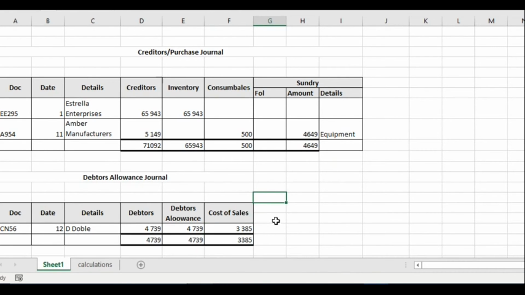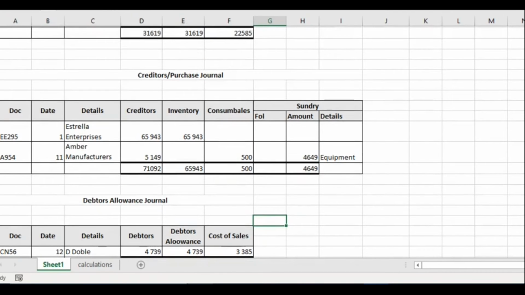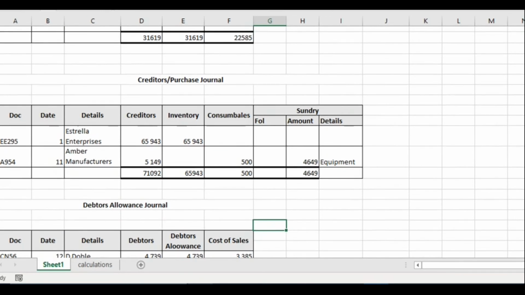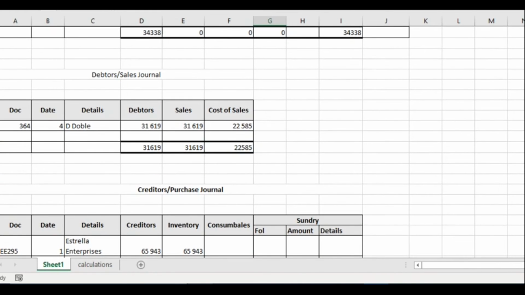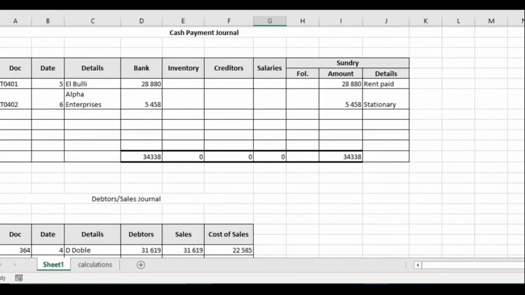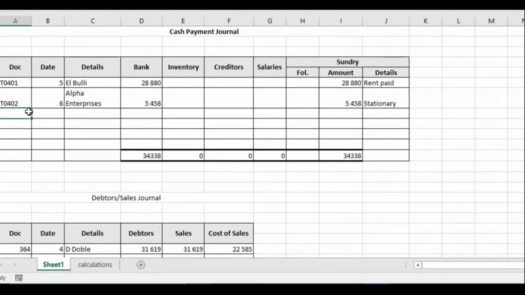Then now we want to move on to the next day, which is on the 19th. On the 19th, it reads as follows: the telephone accounts of the owner, 548, and Yakima Traders, 2,956, were paid to Telco via electronic transfer, reference 20403. So with this one, we're going to go to our cash payment journal, and our document number is T040403, and this is day 19.